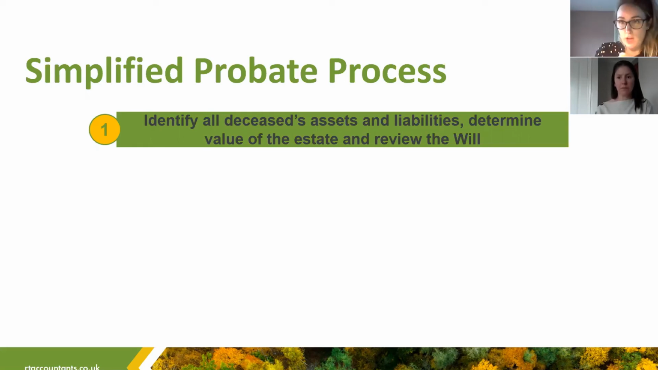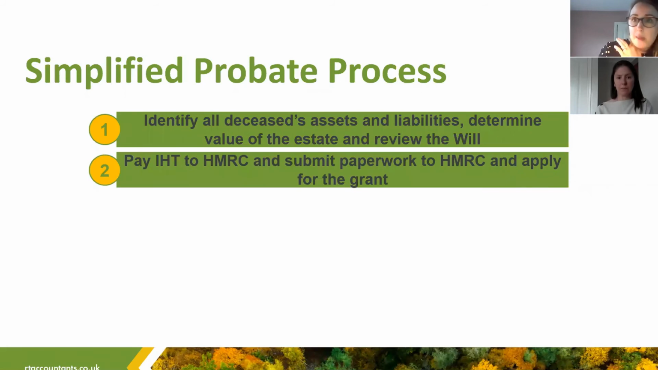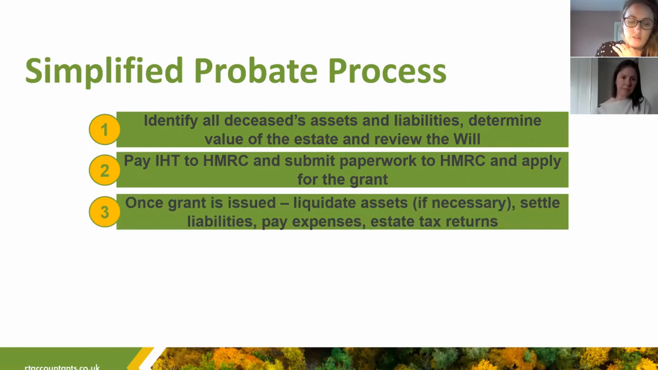Yeah, so that's the first step. Step two, pay any inheritance tax due to HMRC, submit the paperwork and apply for the grant. Step three, once the grant is issued, start to liquidate the assets if need be to repay people you might have borrowed money from to pay the inheritance tax, settle any liabilities, pay any expenses that are still outstanding, and prepare estate tax returns to declare any income that the estate has received whilst all the assets are in the estate. So that might be rental income from a rental property, for example.